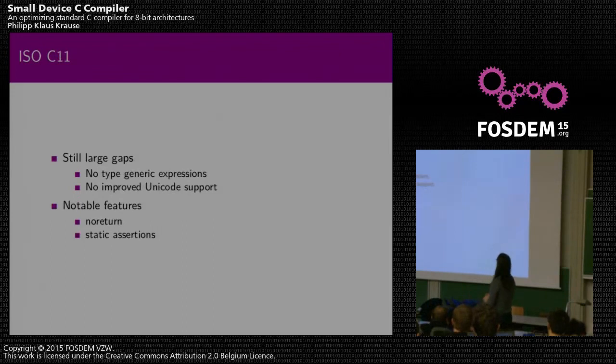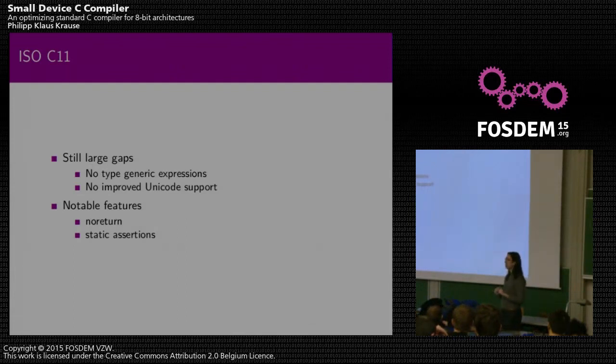Okay, now there's ISO C11. There are still large gaps, in particular nearly everything on the previous slide, except for variable length arrays, which are optional in C11. We don't have type-generic expressions. For those who don't know, it's something similar to C++ templates that was introduced in C. And unfortunately, we don't have the improved Unicode support yet. What we support is noreturn and static assertions.